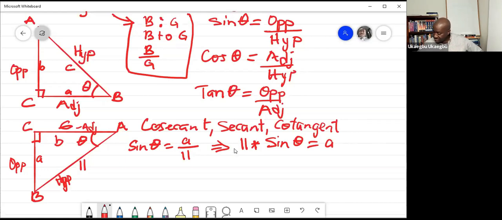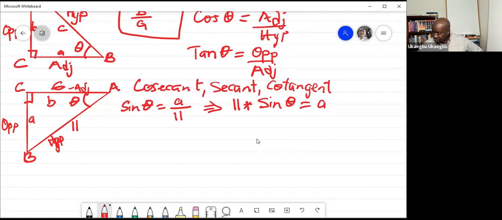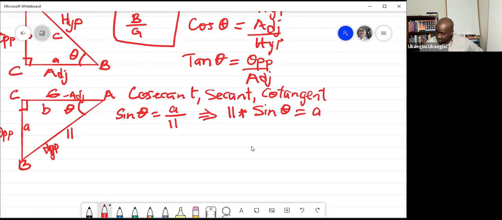On the other hand, cosine theta is adjacent over hypotenuse. You see, adjacent here is 6. So you have 6 divided by 11.